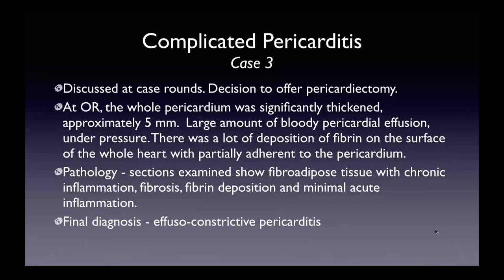The pathology from the surgical specimens showed fibroadipose tissue with chronic inflammation, fibrosis, fibrin deposition, and minimal histologic signs of acute inflammation. So maybe this would lead more towards a likely lack of response to anti-inflammatory therapies, but who knows? But the final diagnosis was effusive constrictive pericarditis.